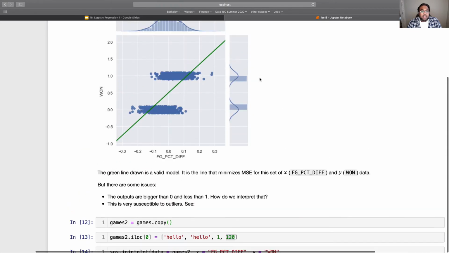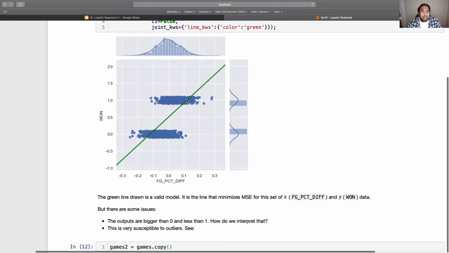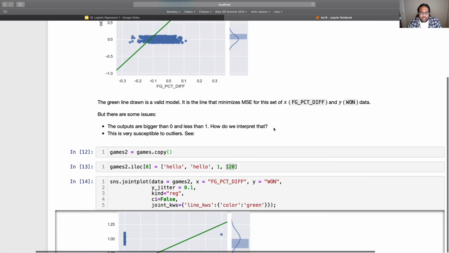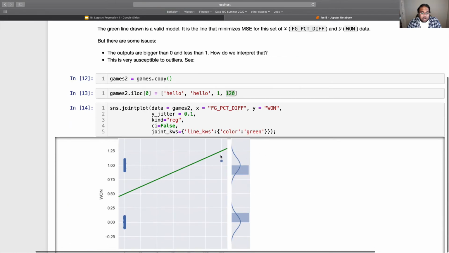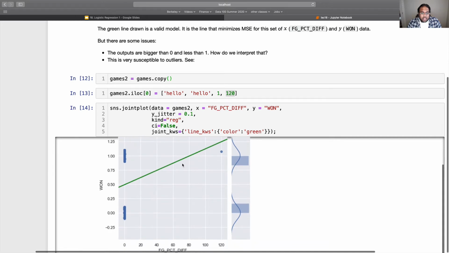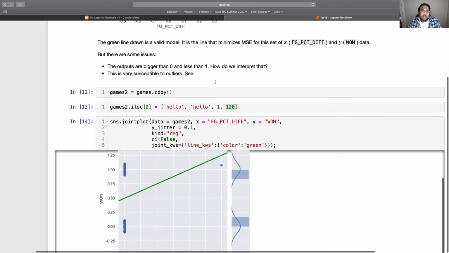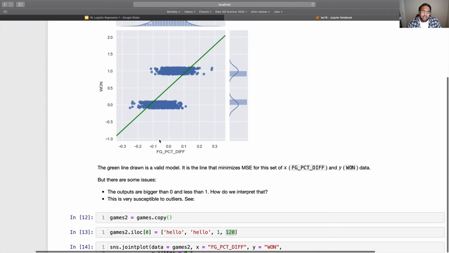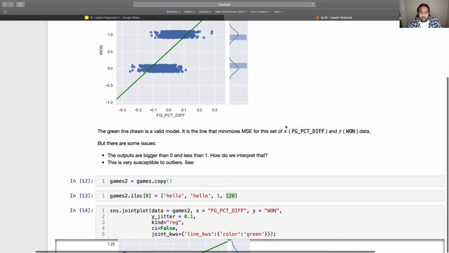You might note that in the original line we drew, for any observation whose field goal percentage difference was above around 12%, we predicted the probability of winning to be 1 or greater. But over here, this green line doesn't cross the y equals 1 level until x is equal to 80, which is way outside of the range of these values, which again are 0.1, 0.2, and so forth.